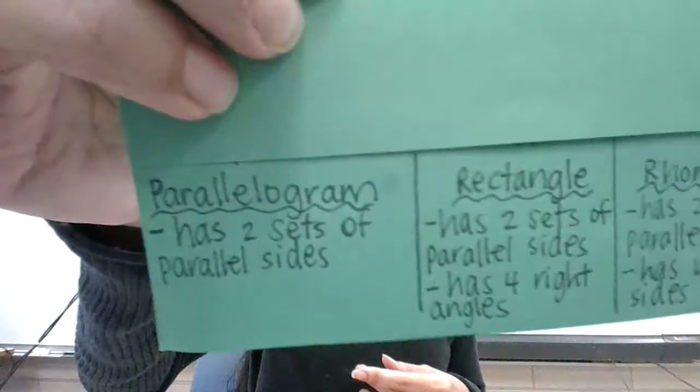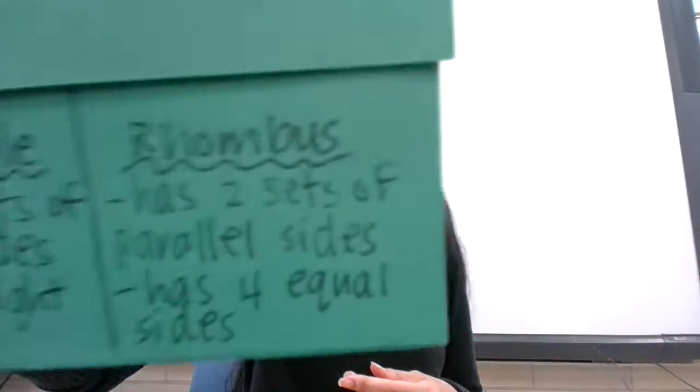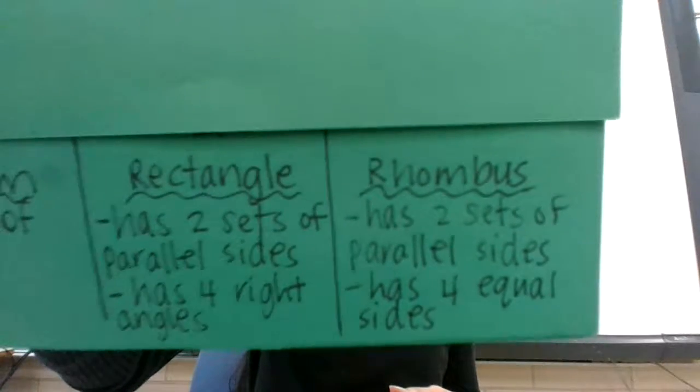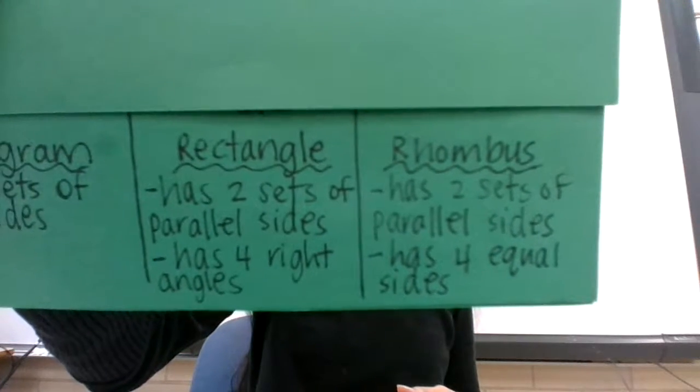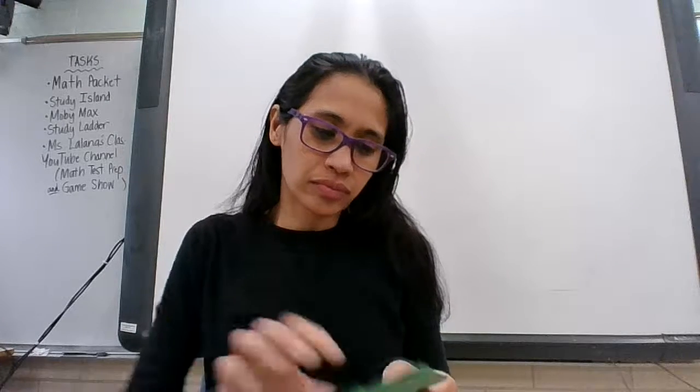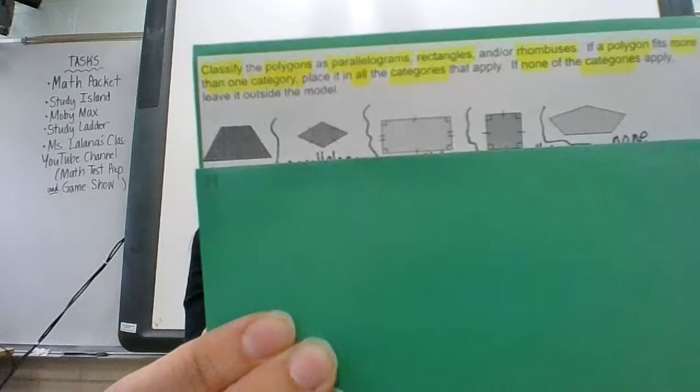And the next one, a rhombus, just like a parallelogram and a rectangle, has two sets of parallel sides, and it has four equal sides. Okay, that means all sides are equal, but it doesn't have four right angles. All right, so now I looked at each shape. Bam, right there. I'm going to go ahead and show you my answers so you can see and work it out and understand as I explain it to you, okay?